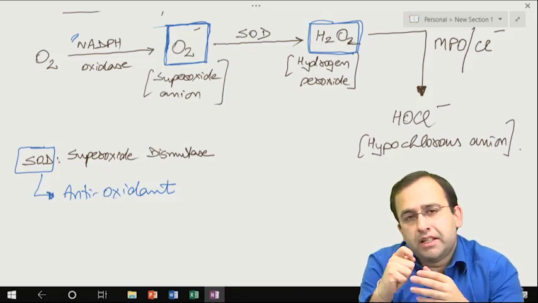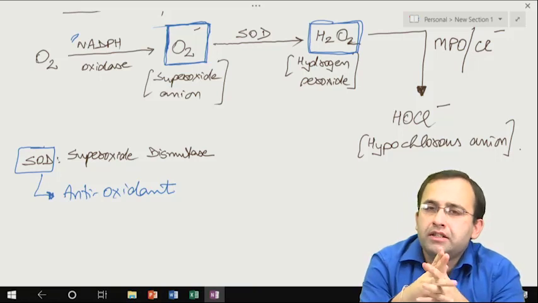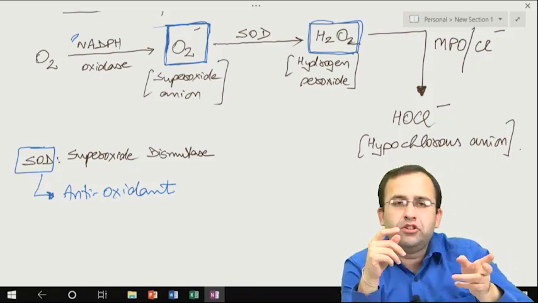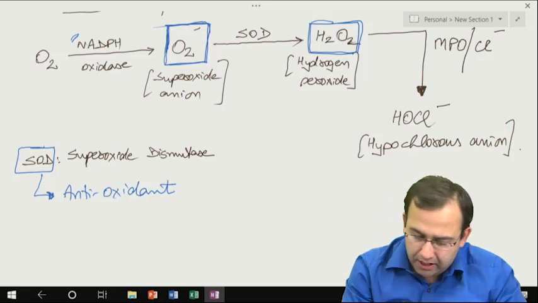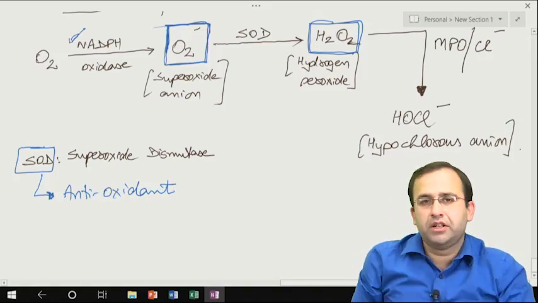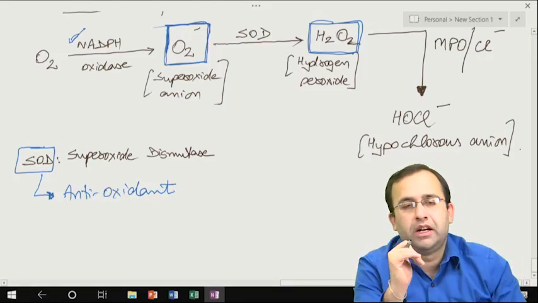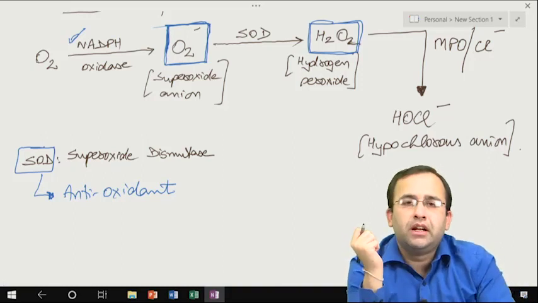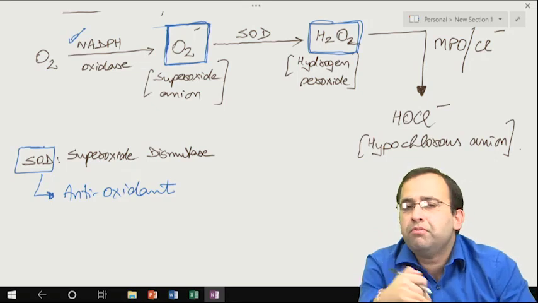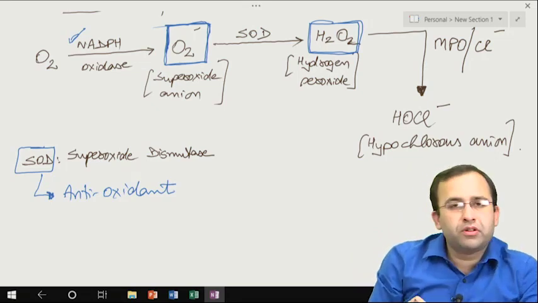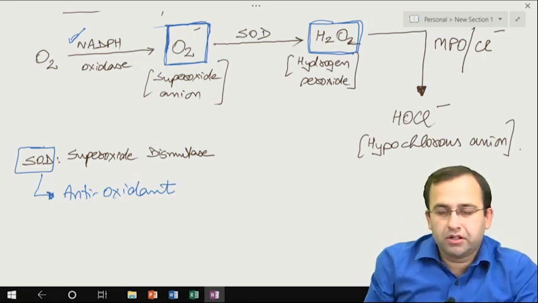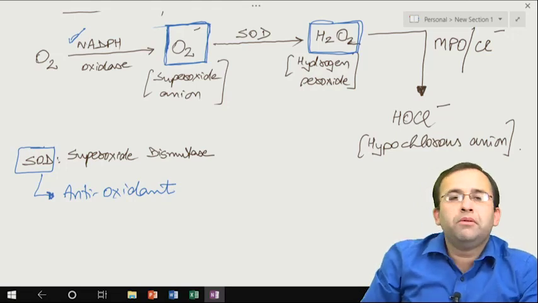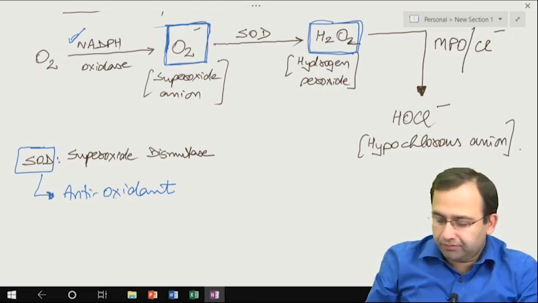Remember, we did the same thing under free radicals in cell injury. We saw the generation of free radical, which is by NADPH oxidase, where superoxide anion is generated. Removal of free radicals is by superoxide dismutase, in which superoxide anion is converted to hydrogen peroxide. So superoxide dismutase is an antioxidant. This is the NADPH oxidase pathway.